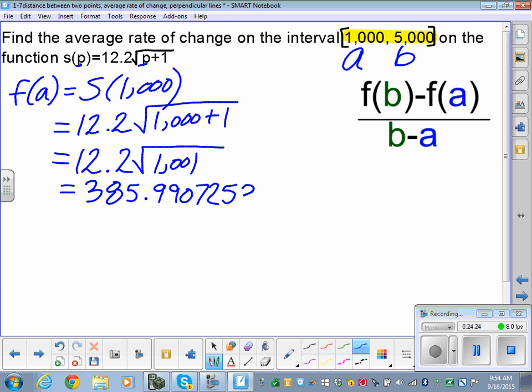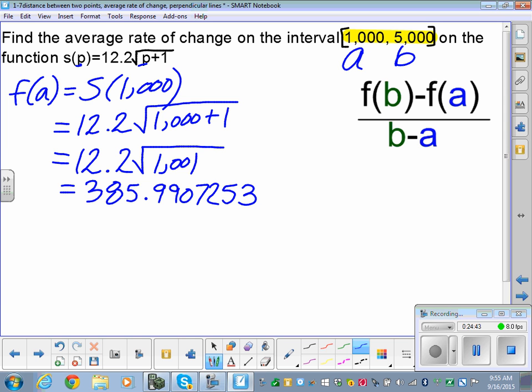385.9907253. Now you need to understand something, guys. You can't round right here. You're going to use that in your formula, and if you round right here, your rounding in the end might be off by just a decimal. That's just enough to get it wrong. You can't round until the final answer. Do you all understand that? Sucks, because that's a long number.